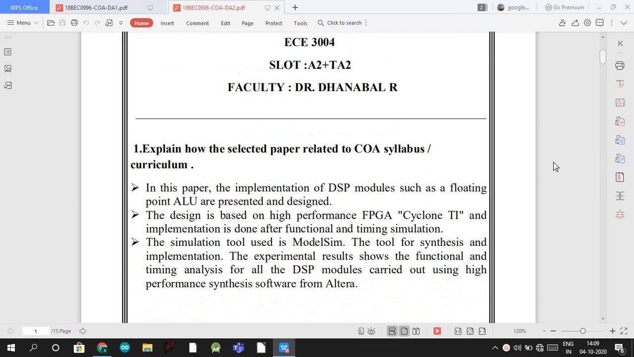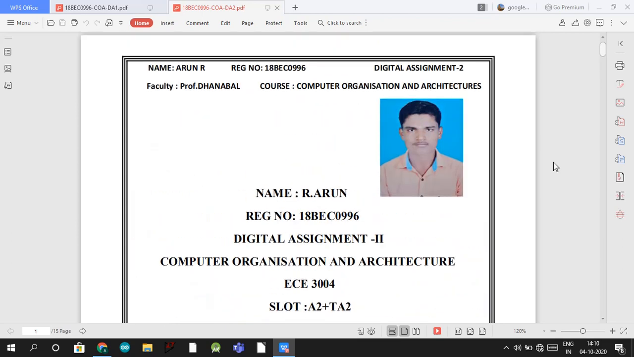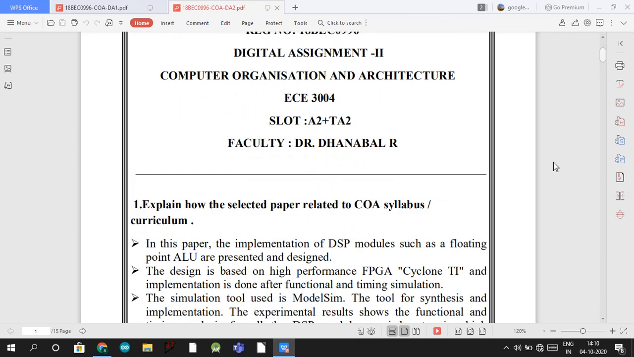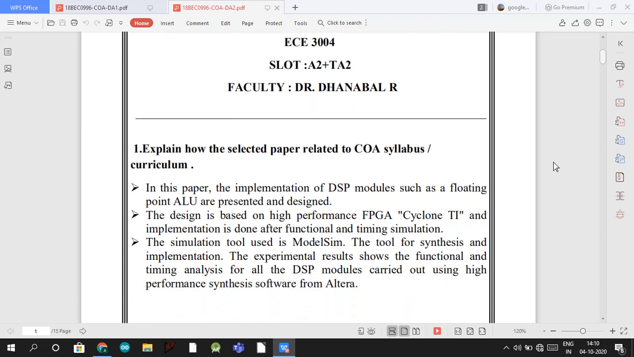In the first question, they asked to explain how the selected paper relates to the COA syllabus curriculum. In this paper, the implementation of DSP modules such as the floating point ALU is presented and designed. The design is based on a high performance FPGA, Cyclone, and the implementation is done after functional and timing simulation. So that is included in the COA syllabus.